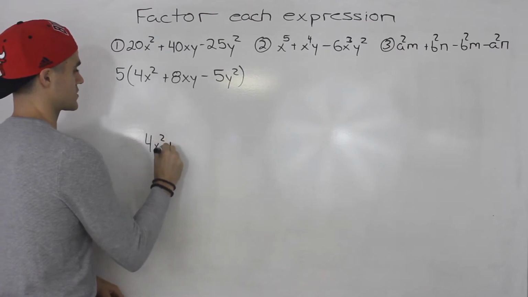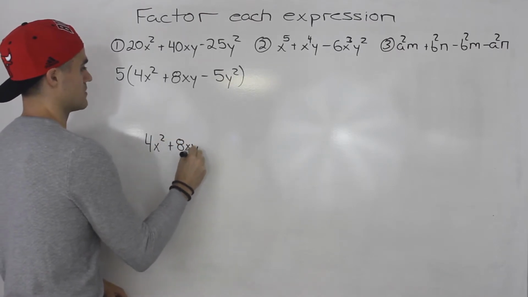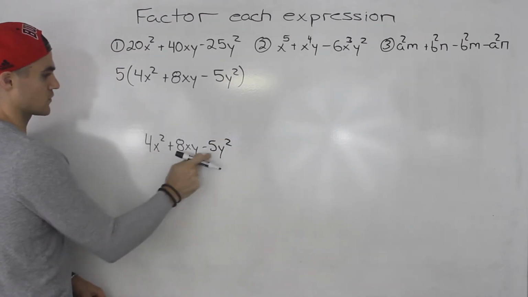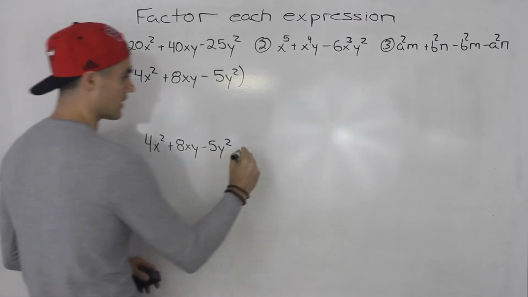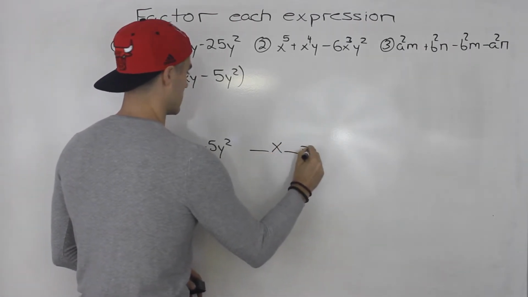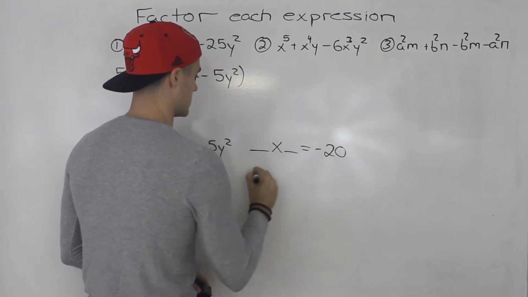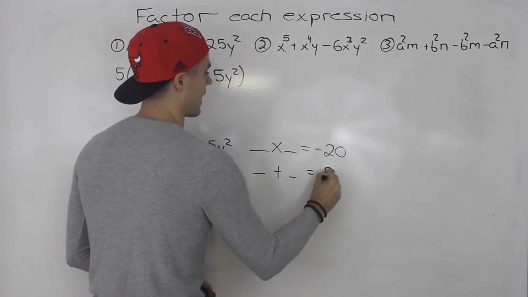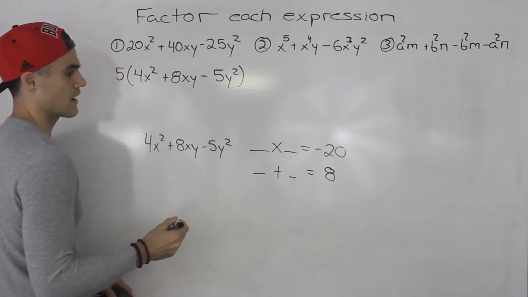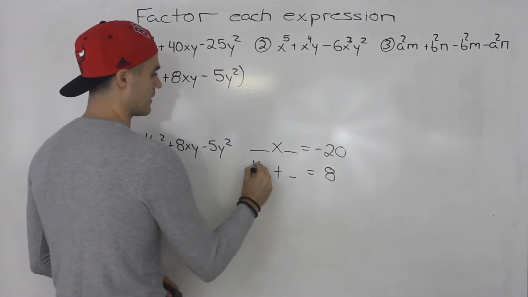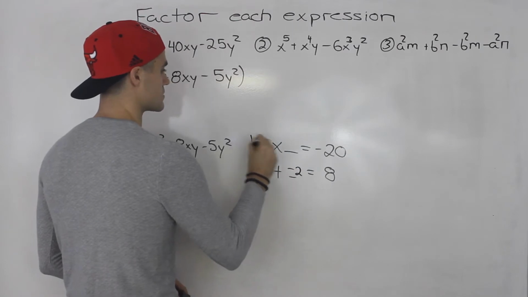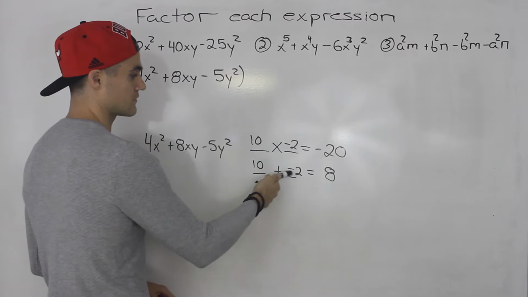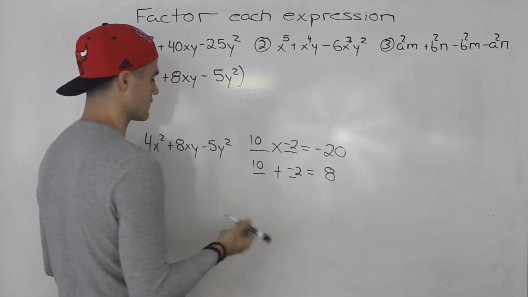So we got 4x squared plus 8xy minus 5y squared. So the a value is 4, c value is -5. You multiply those. That gives us -20. So we've got to find two numbers that multiply to -20 and add up to 8. What two numbers would do that? Well, 10 and -2 works. Because 10 times -2 is -20. And then 10 plus -2 is like 10 minus 2, which is positive 8.